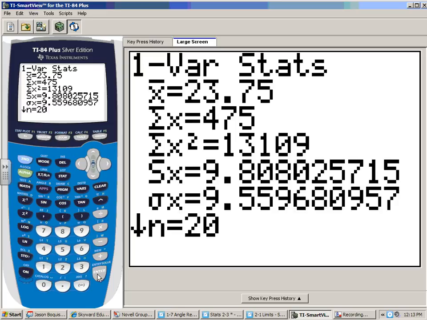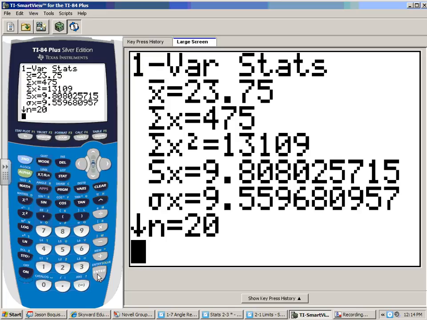X bar, there it is. 23.75. Summation of X. Look at that. It added them up for you. Look at that. It even added the squares for you. Down here, you're going to learn what these two are, the big capital S, and then this is, well, that's lowercase. That's sigma, really, that little weird-looking thing there. It's just sigma in a different case, right? Uppercase, lowercase. N, 20. Look at that. It's even lowercase n. See how they keep the symbols the same here? It's kind of nice. They didn't have to do that.